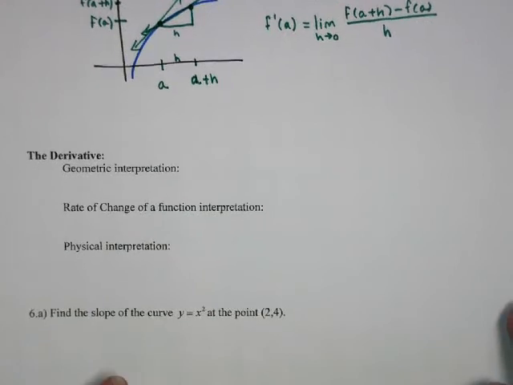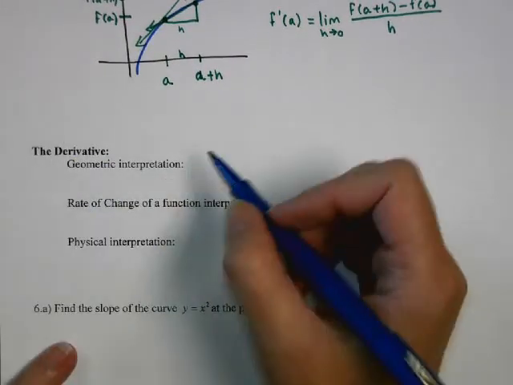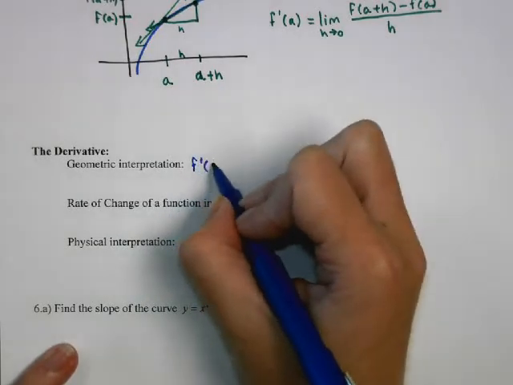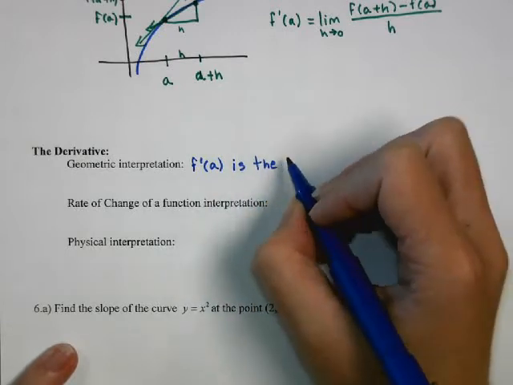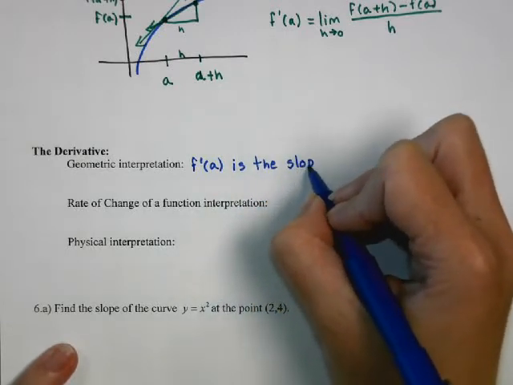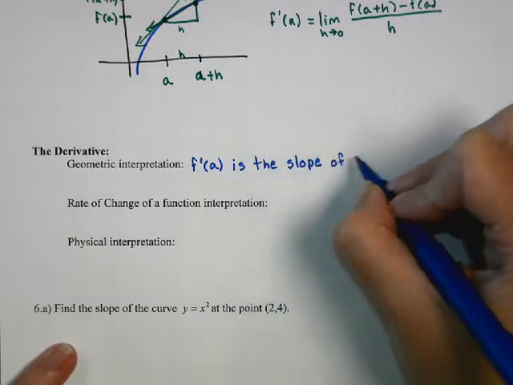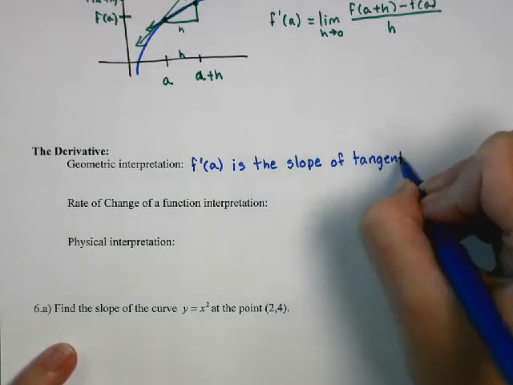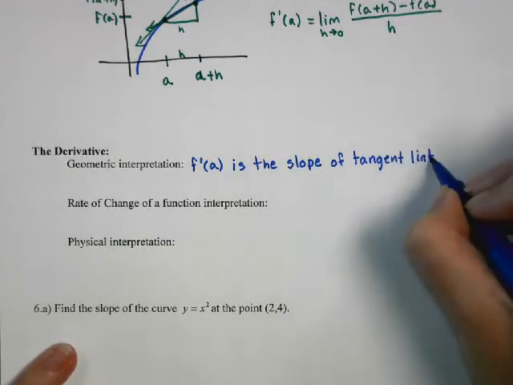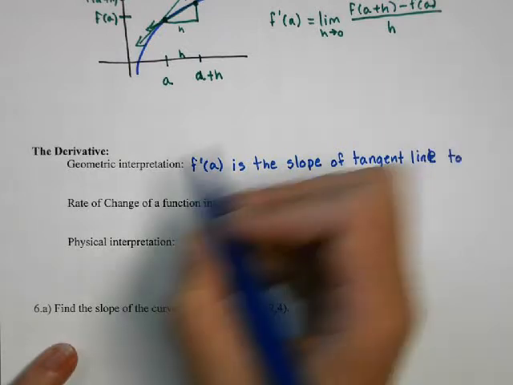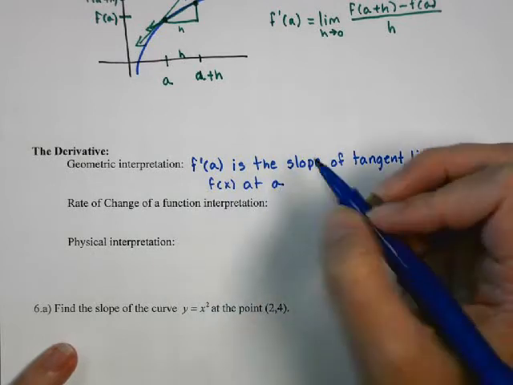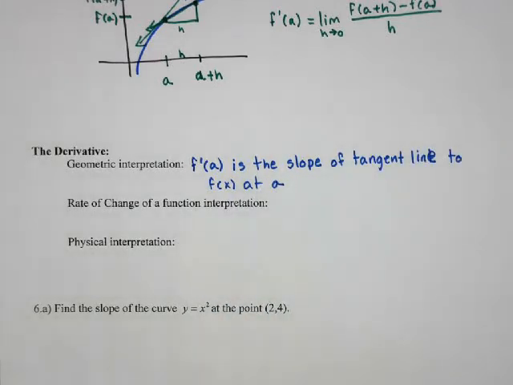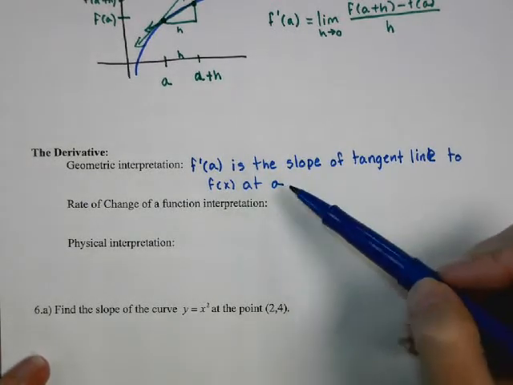Okay, so the derivative. The geometric representation is that it represents the slope. So it's the slope of the tangent line to f of x at A, or when x equals A. So at that value, that is the slope of the tangent line. It is the slope of the line at A.